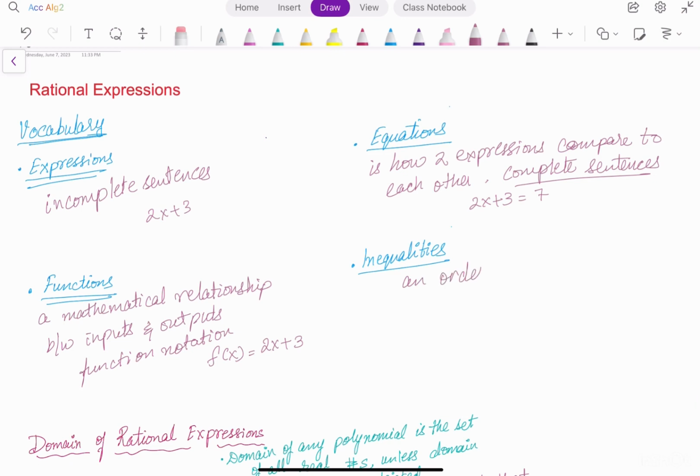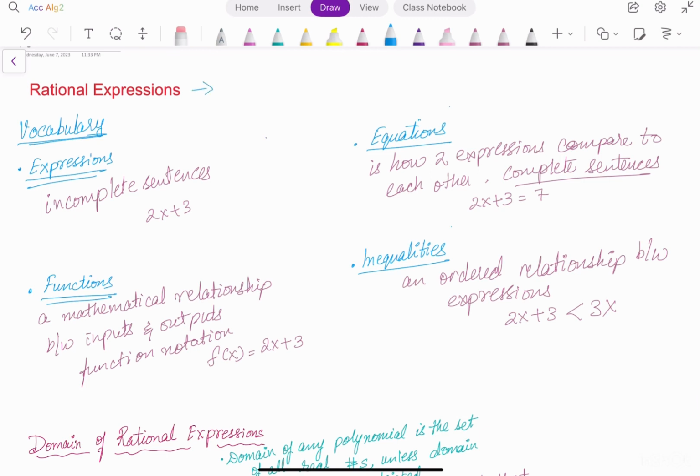Inequalities, on the other hand, are an ordered relationship between expressions. So, for example, we are saying 2x plus 3 is less than 3x, right? So an inequality sign is there: less than, less than or equal to, greater than, or greater than or equal to. That is the basic idea.